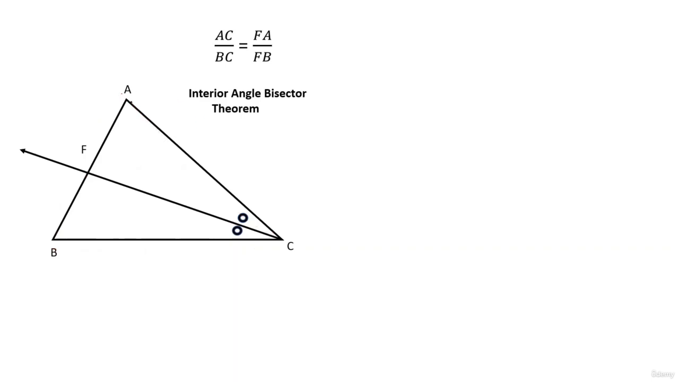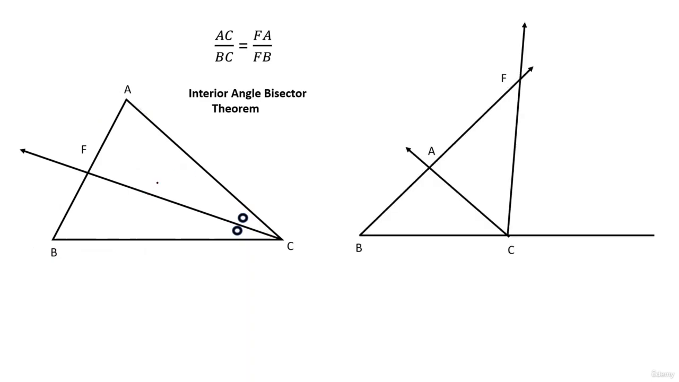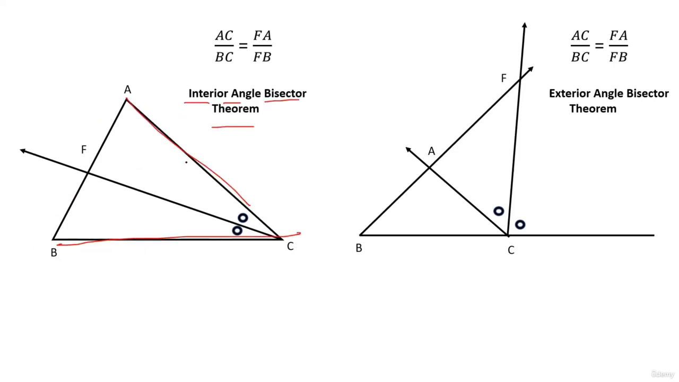In this case, AC upon BC का जो भी ratio होगा will be same as FA is to FB. Remember it this way because आगे जाके हम सीखने वाले हैं exterior angle bisector theorem. उसमें याद रखना काफी आसान होगा ये, right? So if you have the interior angle bisector theorem, guys, AC and AB are the sides. AC के सामने कौन सा वाला value है? FA, right? और BC के सामने कौन सा वाला है? FB, right? So AC upon BC is equal to FA divided by FB.